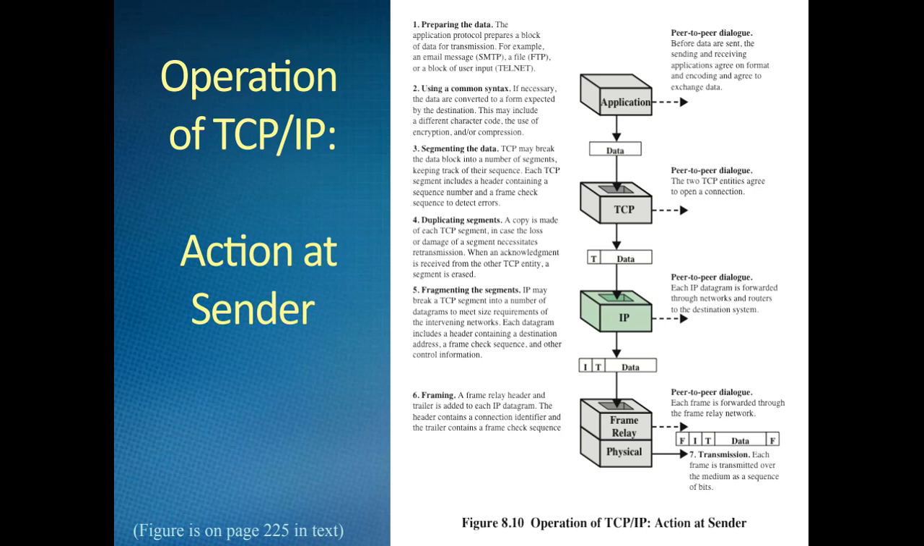Where is it segmented? In which layer? TCP, transport layer. Then it is duplicated. A copy is made of each TCP segment in case of loss or damage. Then fragmenting the segments: the IP or the internet layer will fragment it if it's too big.